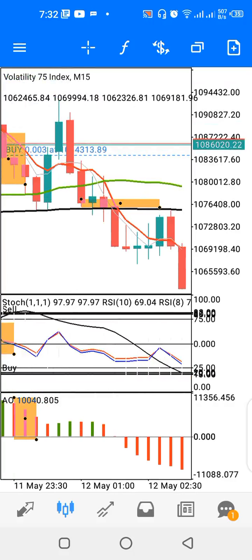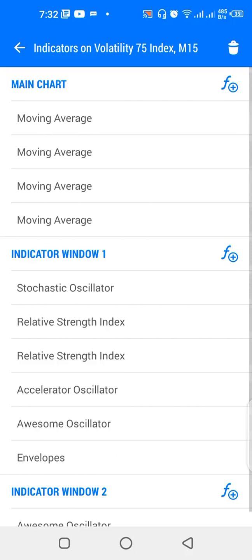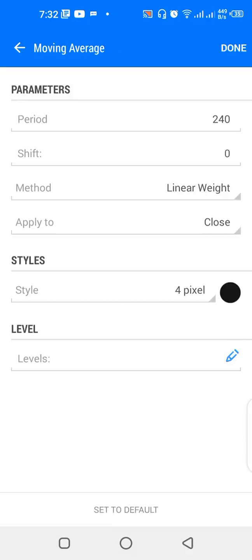Let's look at the parameters. We have moving average. We have 240 period linear weight. Shift is 0. Apply to close. Color is black. That's for the trend change. Above the 240 period black line, we have bullish trend. Below the black line, we have bearish trend.